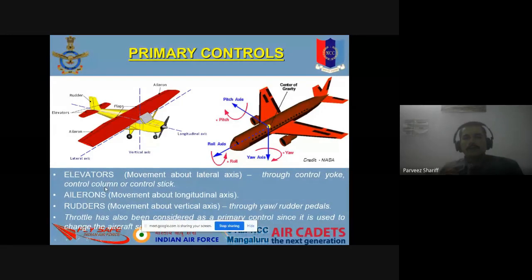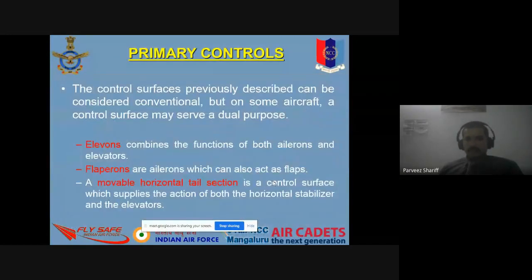So ailerons control the longitudinal axis, elevators control the lateral axis, and rudder controls the vertical axis. Okay. These are the primary controls, and throttle is also considered a primary control, because ultimately, to move the aircraft forward you need to give it throttle. Throttle is the control for the engine, or the accelerator in general terms. So that is called the primary controls.